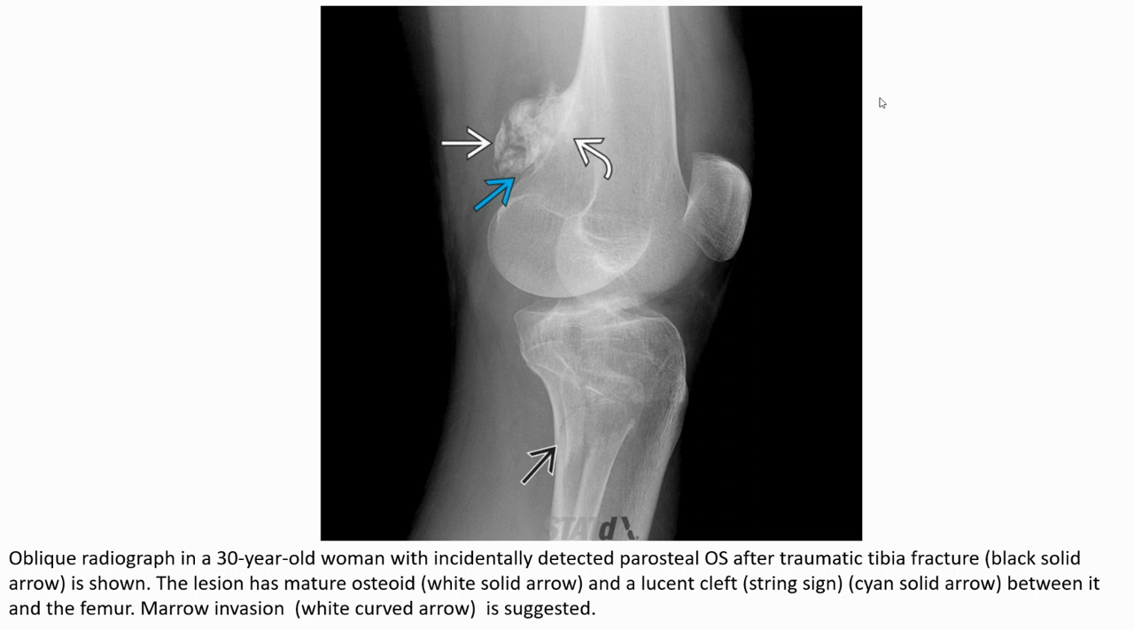This oblique radiograph is of a 30-year-old woman with incidentally detected parosteal osteosarcoma after a traumatic tibial fracture. The black solid arrow indicates the lesion. The lesion has mature osteoid. The white solid arrow indicates a lucent cleft, and the cyan solid arrow indicates the cleft between it and the femur. Marrow invasion, vertical arrow, is suggested.